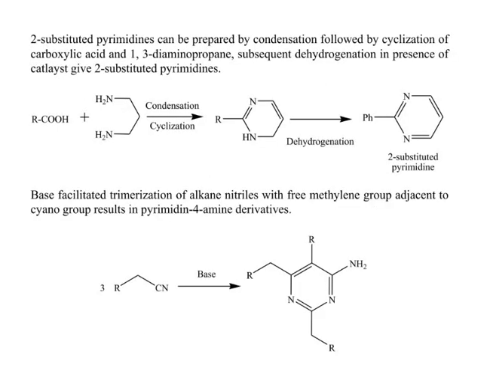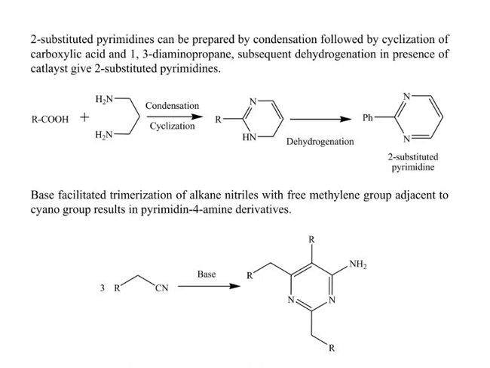So 2-substituted pyrimidine can be prepared by condensation followed by cyclization of carboxylic acid and 1,3-diaminopropane. Subsequent dehydrogenation in presence of catalyst gives 2-substituted pyrimidine. So you can see here the reactions.